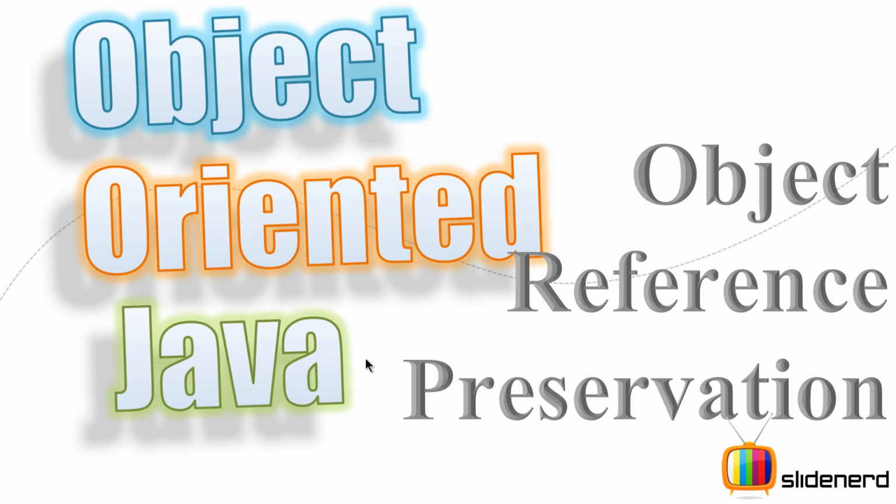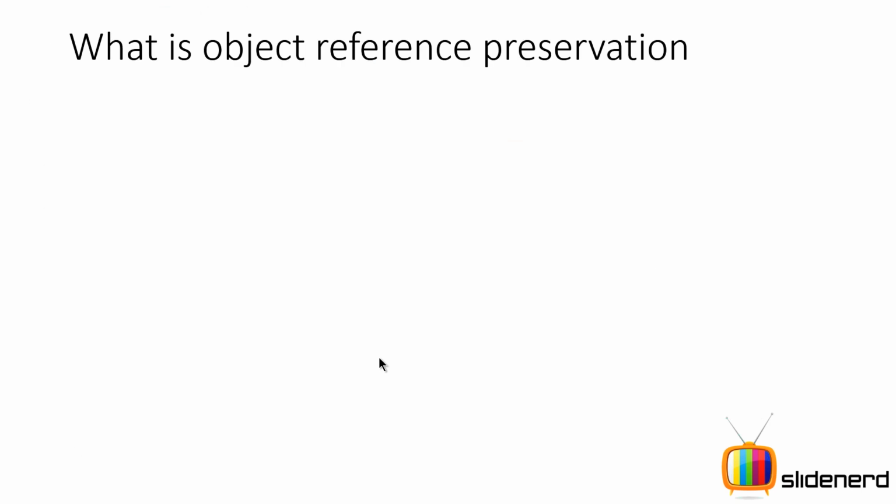In this video, I'm going to talk about object reference preservation in Java. Now this is something which not many people are aware of. I just thought it is important that you guys know about it because this might come in handy in certain situations when you're trying to debug your application for some errors. So what is object reference preservation?